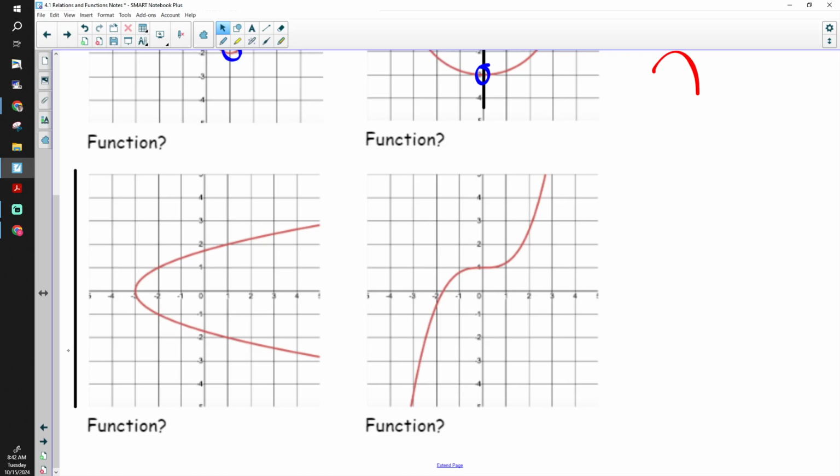Parabola. We will do parabolas in here. Give it time.